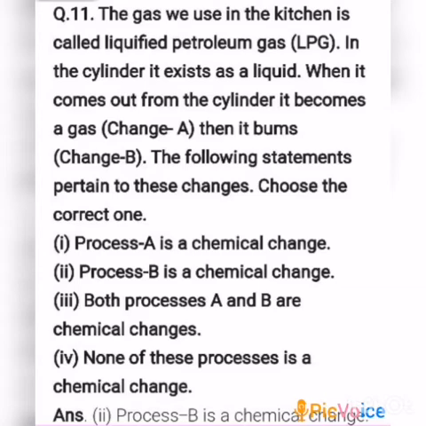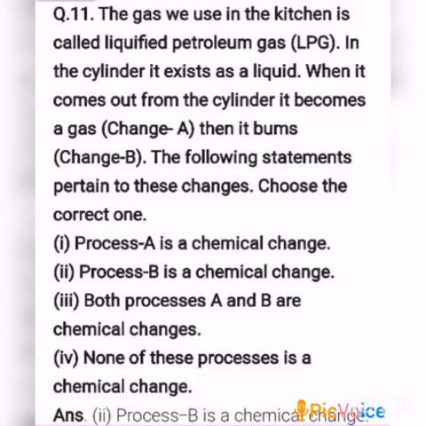Then 11th question. The gas we use in the kitchen is called liquefied petroleum gas. In the cylinder, it exists as a liquid. When it comes out from the cylinder, it becomes a gas. That is change A. Then it burns, change B. The following statements pertain to these changes. Choose the correct one.